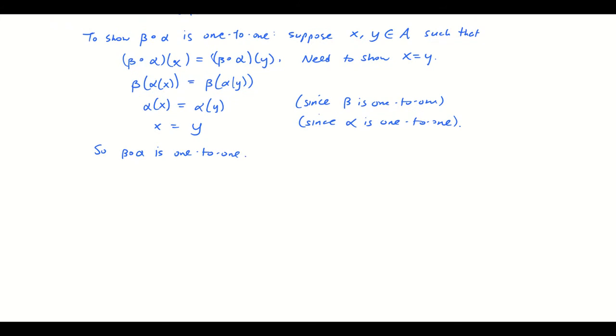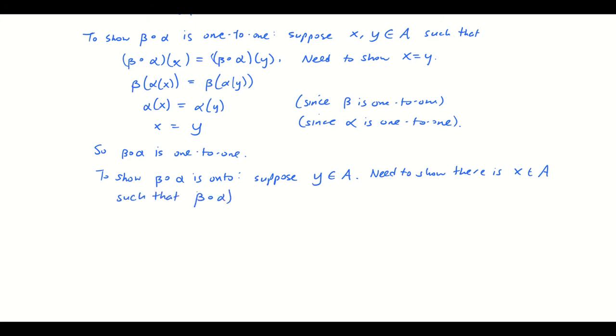All right, now what about showing that beta compose alpha is onto? Well, let's suppose y belongs to A. I need to show that there exists some x in A, some input, such that beta compose alpha of x is equal to y. So to show that, well, that would mean that beta of alpha of x is equal to y. That's what I need to establish there. I need to find some x that would make this true.